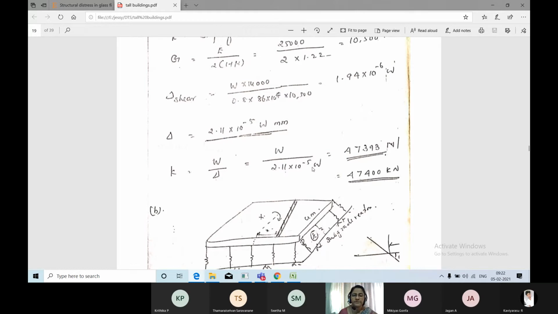How to calculate the stiffness of a shear wall if the wall is rigid. Is this part clear to you? Yes, ma'am.